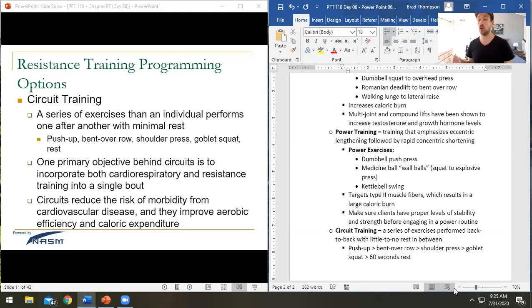You perform each exercise back to back to back with as little rest as possible. And this is great. This has a lot of really great benefits. Example, circuit.